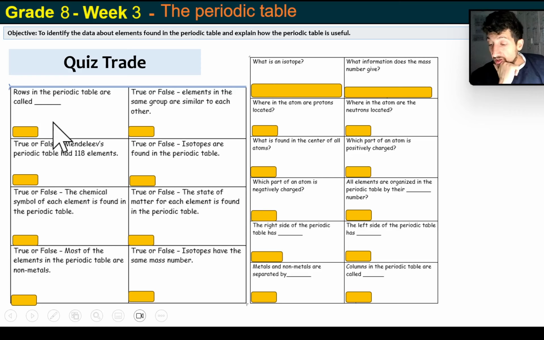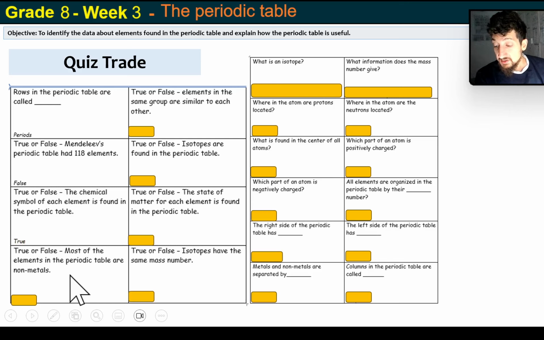Rows in the periodic table are called what? Rows, not columns. Rows are known as periods. True or false? Mendeleev's periodic table had 118 elements. That's of course a false. Mendeleev did not know the 118 elements. He predicted that there will be more, but he didn't have 118. True or false? The chemical symbol of each element is found in the periodic table. Yes, it's true.